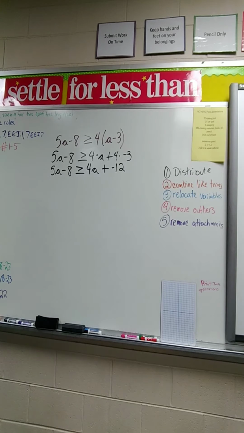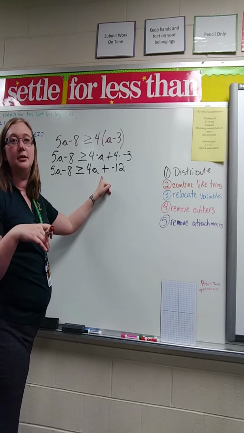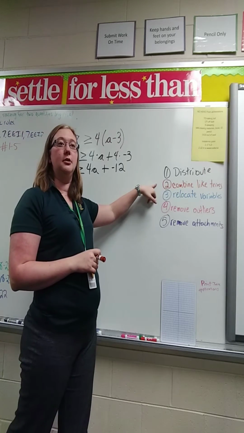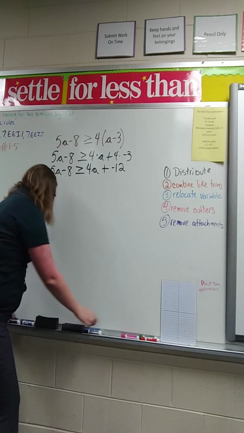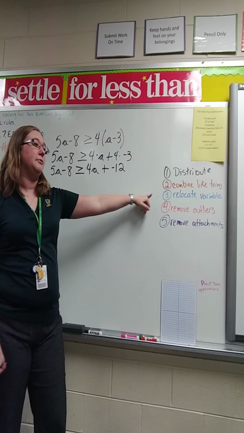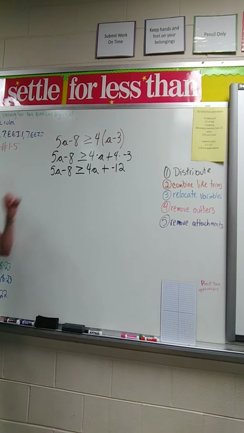What is step 2? Step 2 tells me to combine like terms. On each side of my inequality, are there like terms to combine? Can I combine these? So do I need step 2? No. Alright. Step 3, relocate variables. Do I need to relocate any variables? Yes.